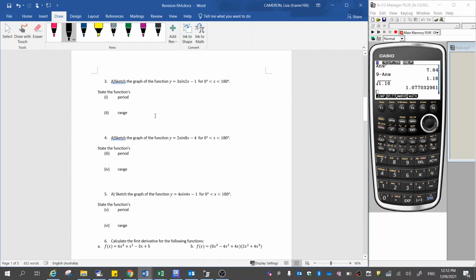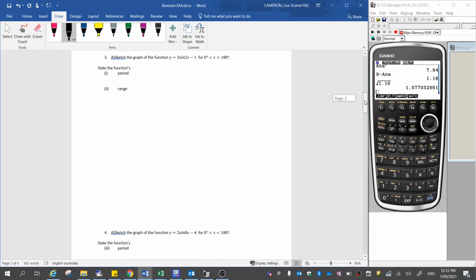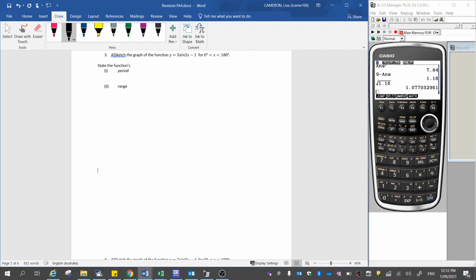Okay, we're going to leave question 2 for you guys to do on your own, and we're going to jump straight to question 3, which is one of my favourite style of questions, a sketchy question. Now, you know we love sketching because that's what makes the maths come alive. Okay, so we're looking at y equals 3 sine 2x minus 1 between our domain of 0 degrees all the way up to 180 degrees. We're going to state the function's period and the range of this function.